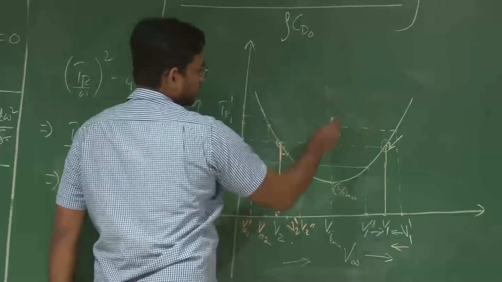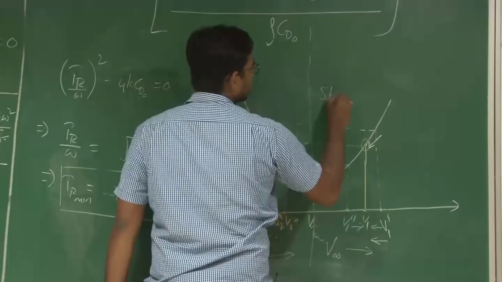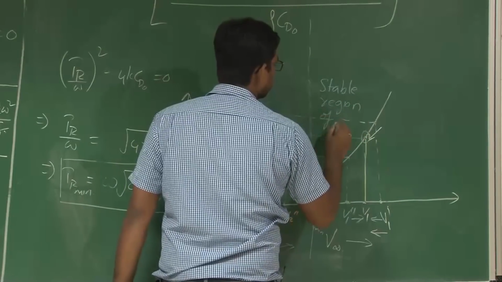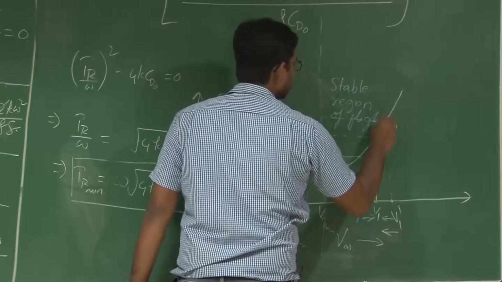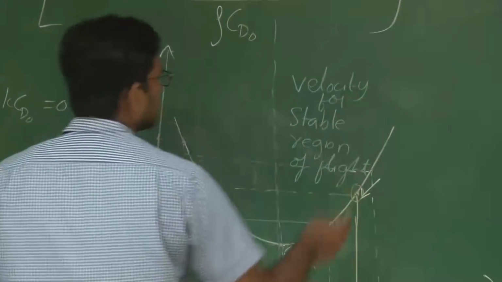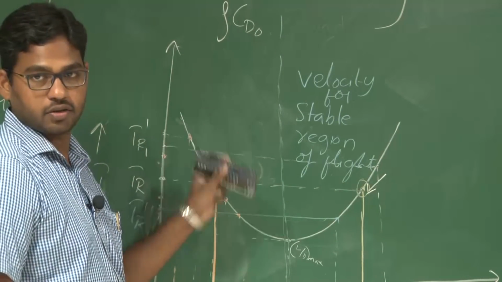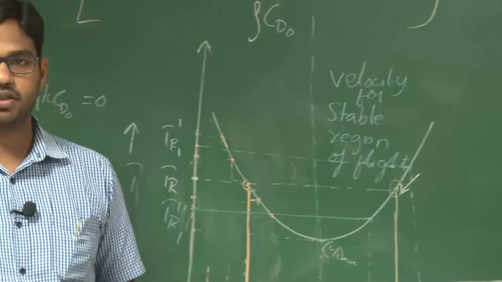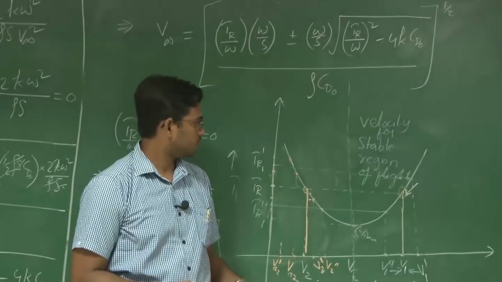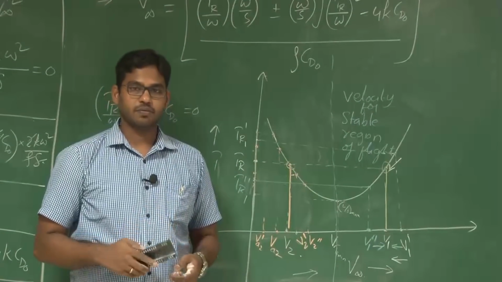That's why the right side of this line is known as the stable region of flight. That is the velocity for the stable region of flight. This is the unstable region of flight, right? So stability is an inherent property to come back towards its equilibrium once disturbed from it, right? It should come automatically. Now why is it coming? Why does this curve look like this? We'll discuss in the coming lectures.